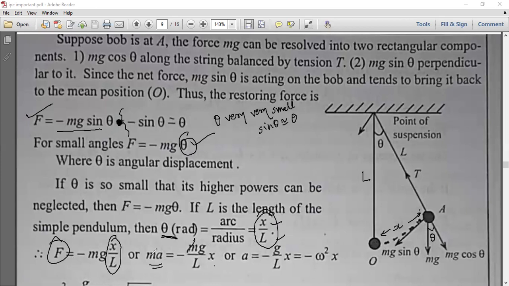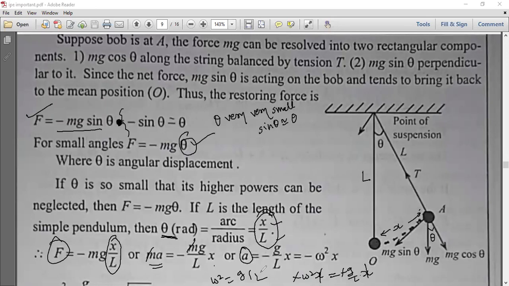Now this m and this m will get cancelled. Again, in place of a, I can substitute minus omega square x, which is equal to minus g by L into x. Now this x and this x cancel, minus minus cancel. So what I am getting is omega square is equal to g by L.